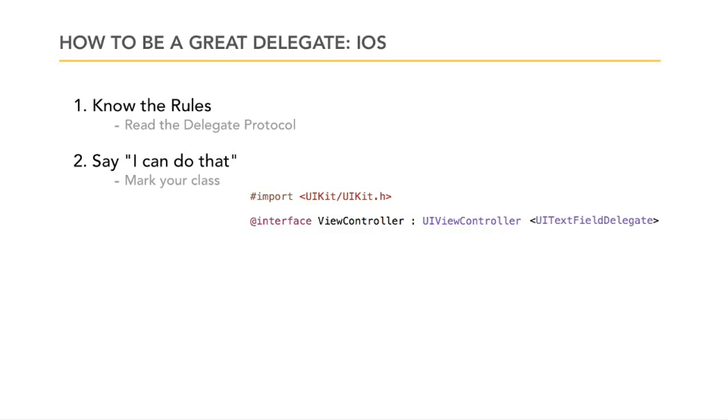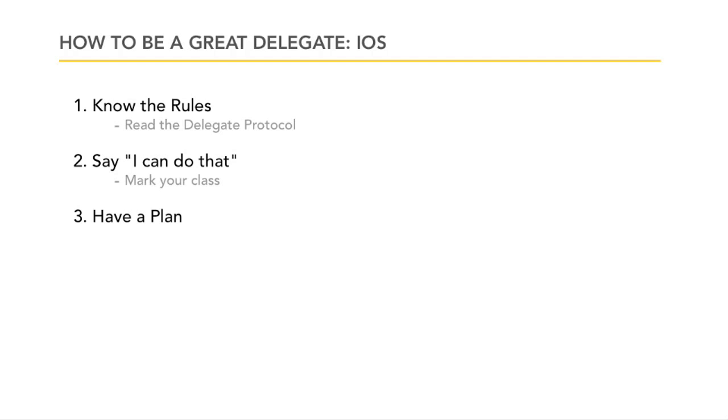Step 3, have a plan. This means you must look at the delegate protocol and actually implement the necessary methods, and you choose the methods you want to support. And what you write in your code, in your classes, must exactly match the rules in step 1.